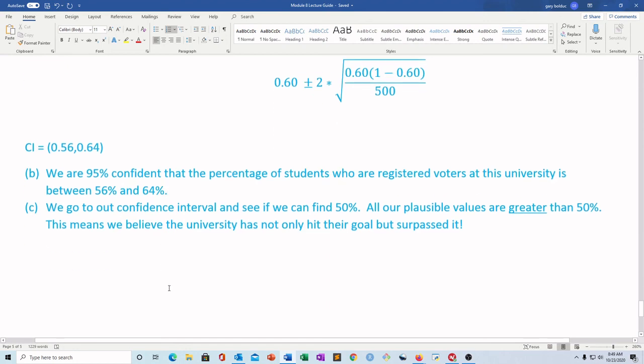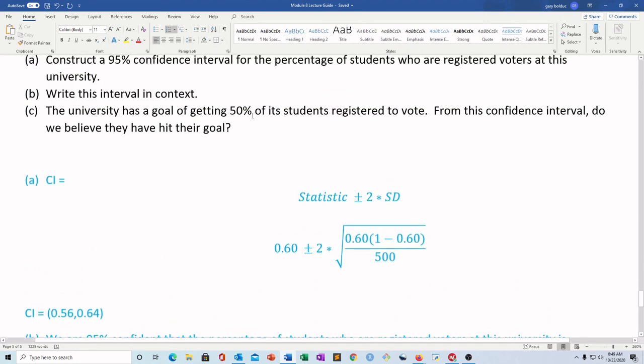So this is just another example where we have some specific idea for the parameter we want to ask about, and we can use the confidence interval to answer that question. The way we do that is we take whatever information we're given here, look at our plausible values, and then think about what they want to know. So in this case, did we get to 50%? It looks like it. It looks like we did even better than 50% because these are our plausible values.